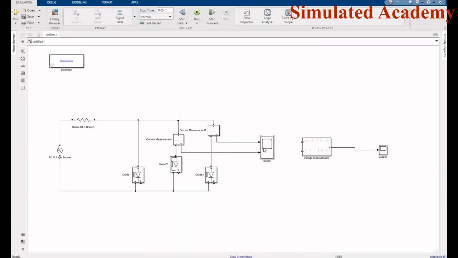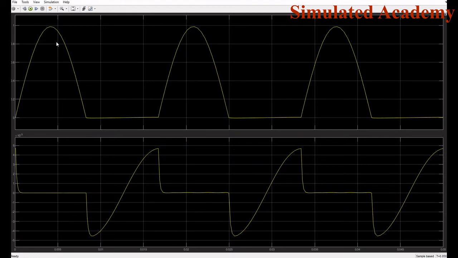The program is running and it's run. Now double click on scope. This is the current through diode number 3. This is the current through diode number 2, right?